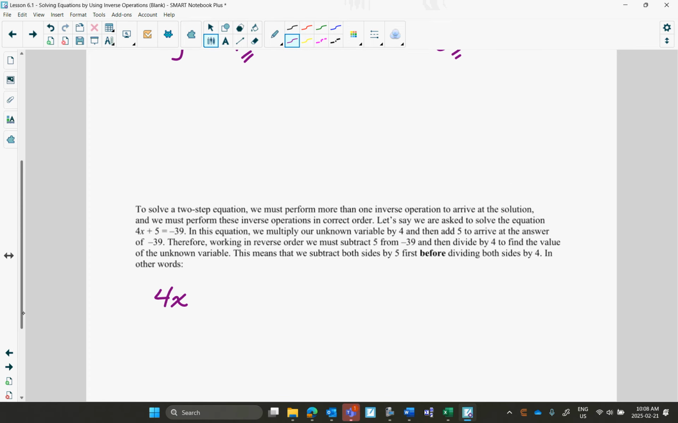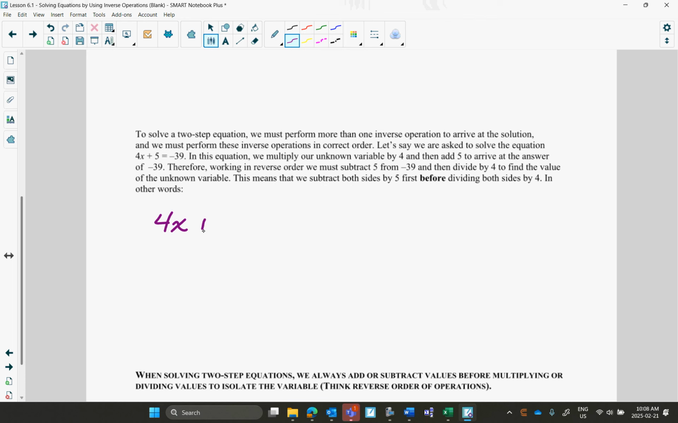2 steppers. We're going to do the same thing, except this time we need to get rid of 2 things to get x by itself. We need to get rid of this right beside the x, and we need to get rid of this, right? Both of them. We're not going to do them both at once. We got to do it in 2 steps. That's why they call it a 2-step equation.